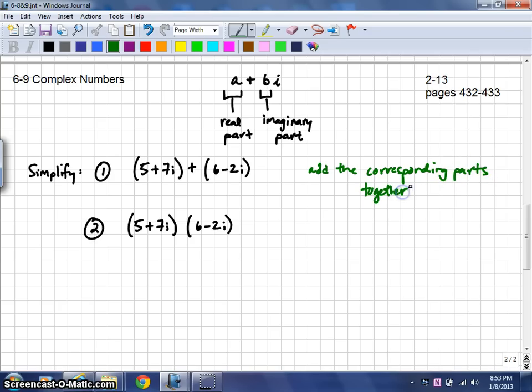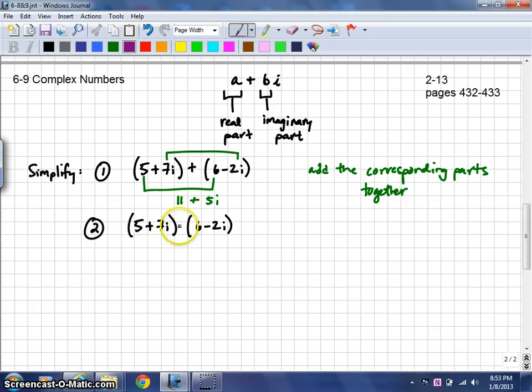So on this example, we'll add the 5 and the 6 together to make 11, and then we will add the 7i and the negative 2i together to get 5i. Our answer is still a complex number with the real part at the beginning and an imaginary part at the end. You'll behave differently when you deal with a problem involving multiplication.